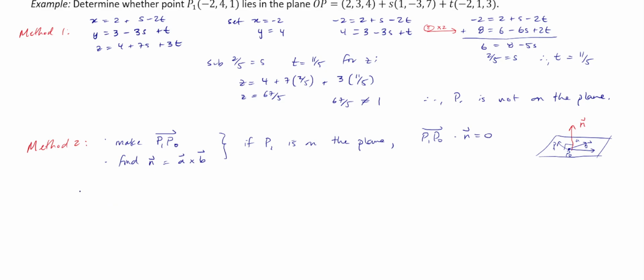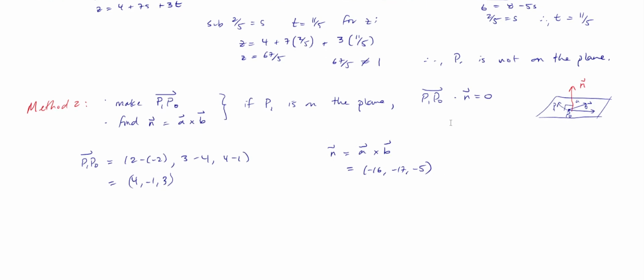Okay, so let's find P1P0 first. P1P0 is equal to 2 minus negative 2, 3 minus 4, 4 minus 1, and so that's equal to 4, negative 1, and 3. And my normal vector is going to be equal to just the cross of A and B. So do your cross product somewhere else, on a scrap piece of paper, and you'll find that the cross product is equal to negative 16, negative 17, negative 5.